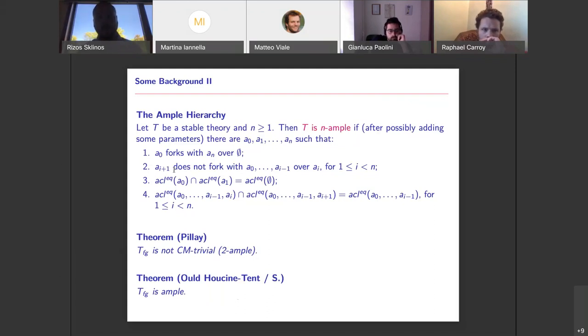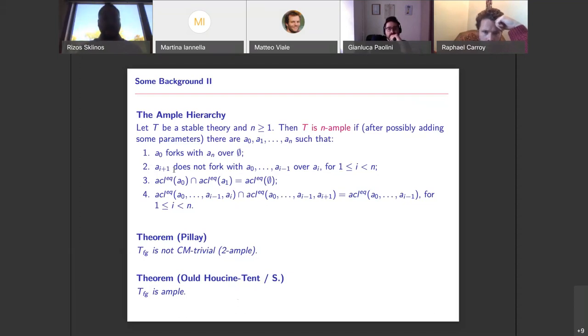In the second level of the hierarchy, so one ample but not two ample theories, so CM trivial theories, we find Hrushovski's counterexample to Zilber's conjecture. And then we have a two ample theory but not three ample theory: it was the free pseudospace that was studied by Baudisch and Pillay. And an important result here from Tent and independently Baudisch, Martin-Pizarro and Ziegler is that the hierarchy does not collapse. For every n, we have a theory which is n ample, but not n plus one ample.